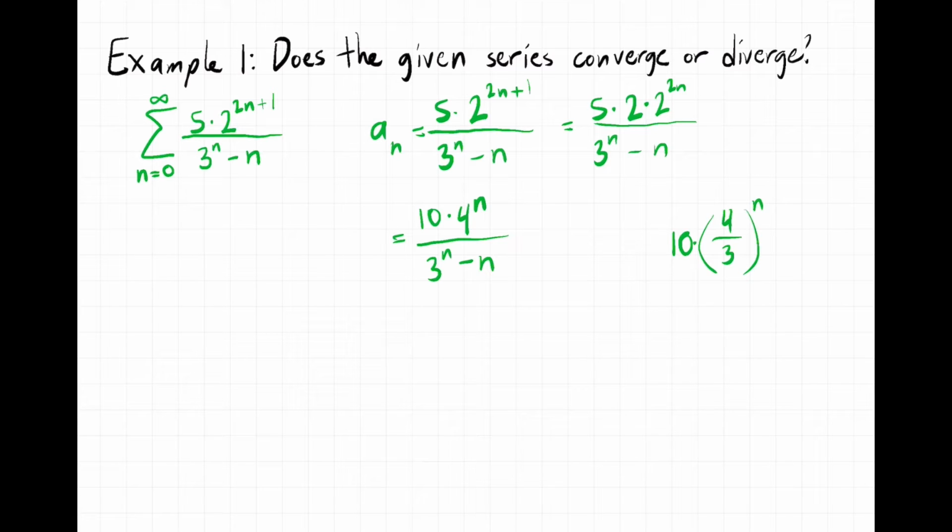What about that minus n in the denominator? Well, what happens if I just look at 10 times 4 to the n over 3 to the n? That is equal to 10 times 4/3 to the n. Which of these two is bigger? Well, the first one has a smaller denominator.